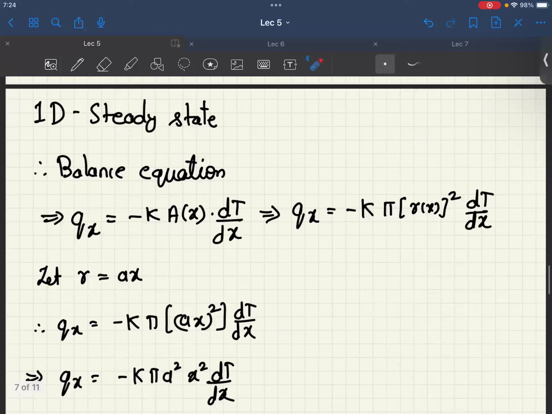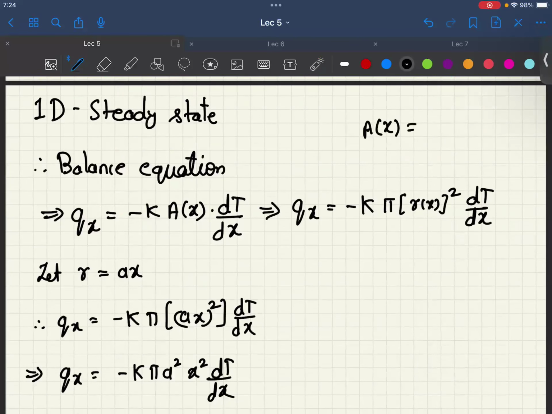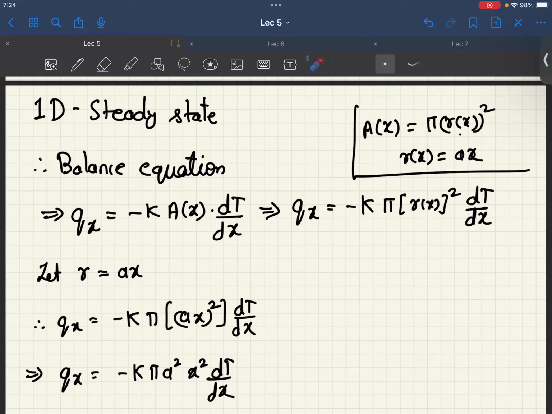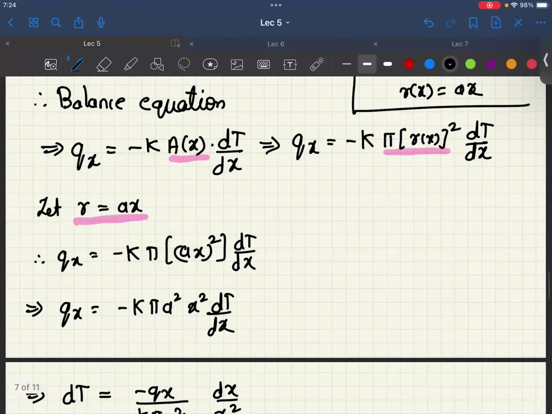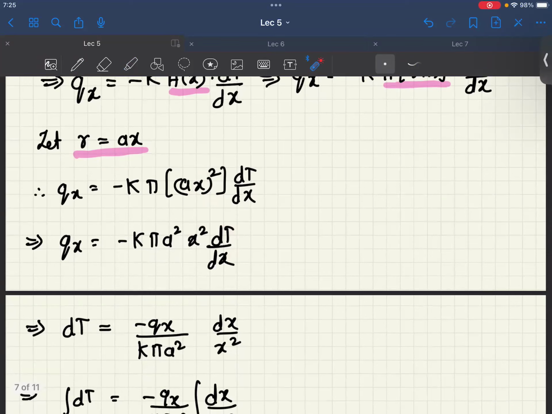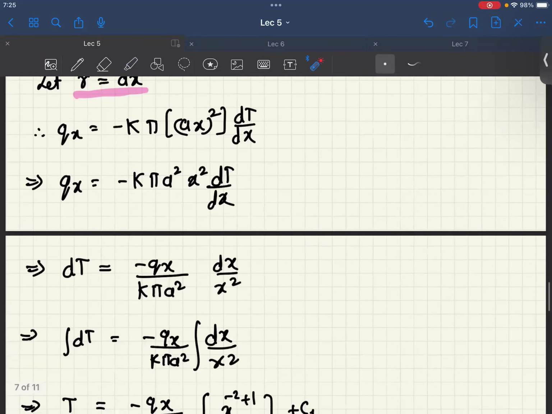Let us assume that the area as a function of x is pi into r of x squared, and let's say r of x is a of x. So instead of the area, we assume the area is pi r squared, where r is a function of position in the x direction. Then we can simply replace it with pi a of x squared, and this gives a simple differential equation in only one variable. It's going to be a second order differential equation, so we just rearrange it and end up with this expression.